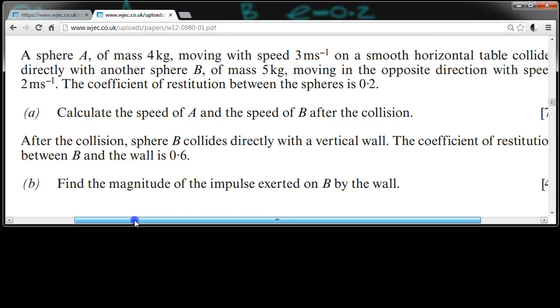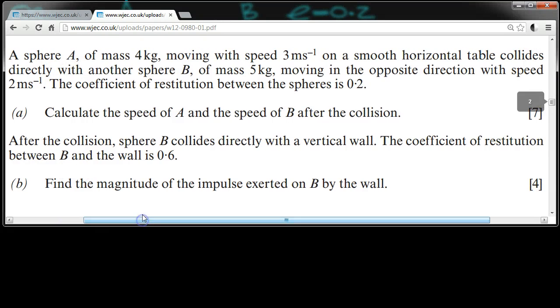A sphere A of mass 4 kilograms, moving with speed 3 meters per second on a smooth horizontal table, collides directly with another sphere B of mass 5 kilograms moving in the opposite direction, with speed 2 meters per second. The coefficient of restitution between the spheres is 0.2. Calculate the speed of A and the speed of B after the collision.